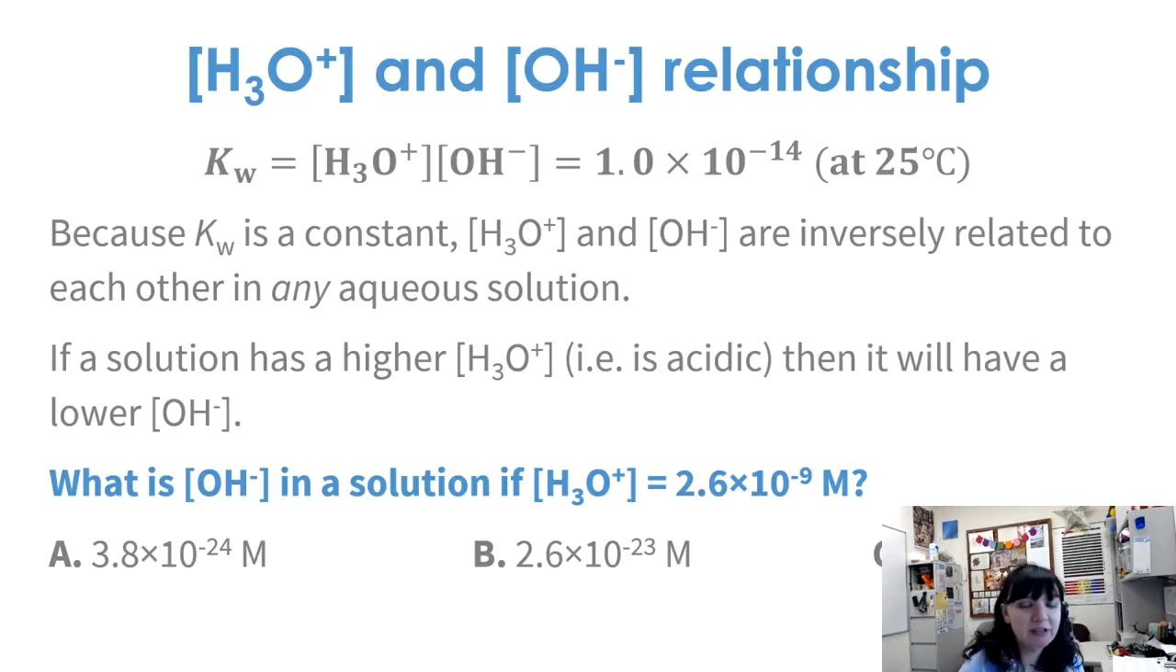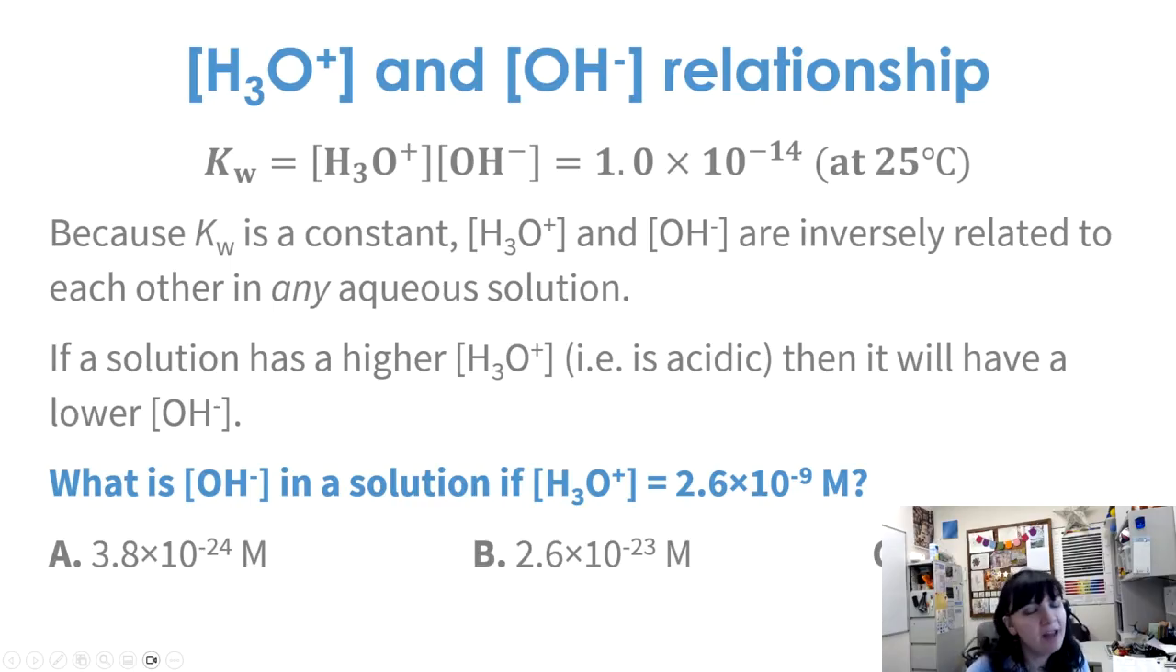All right, so solving for this one, I'm going to use my Kw expression up above and the Kw constant. I know the concentration of H3O plus as 2.6 times 10 to the minus 9, and so that times the concentration of OH minus is going to be equal to 1.0 times 10 to the minus 14. So solving for that, I find that the concentration of hydroxide is equal to 3.8 times 10 to the minus 6 molar.